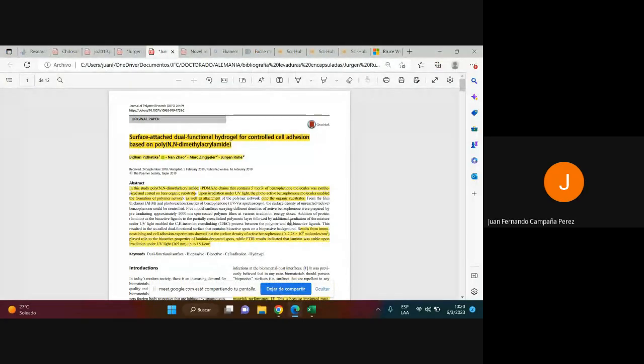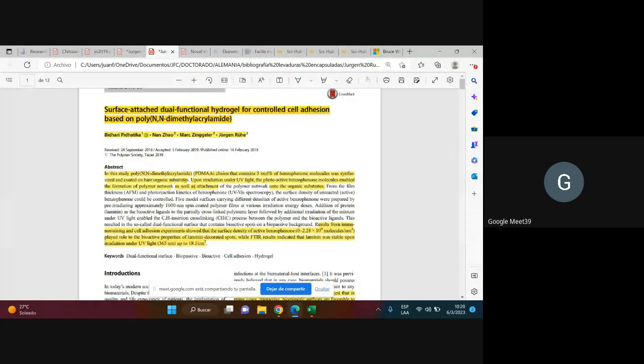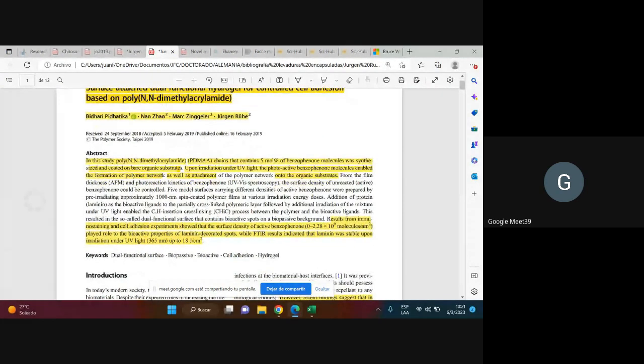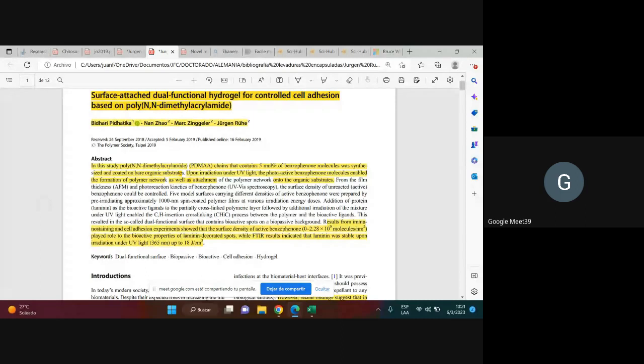Can you all see my screen? Yeah, but can you zoom out a bit? Yeah, zoom in. Good. Okay.